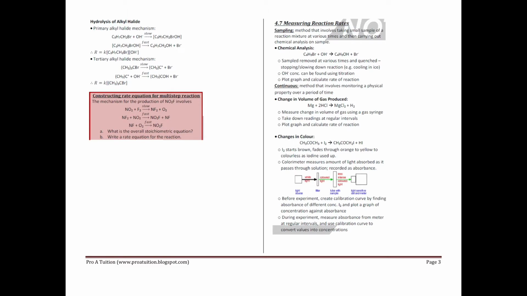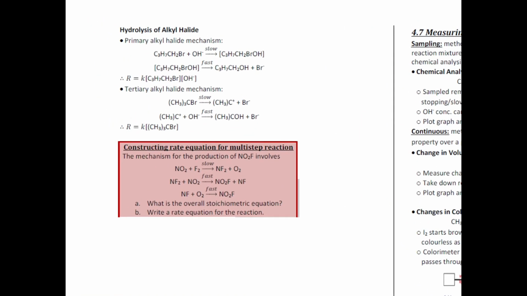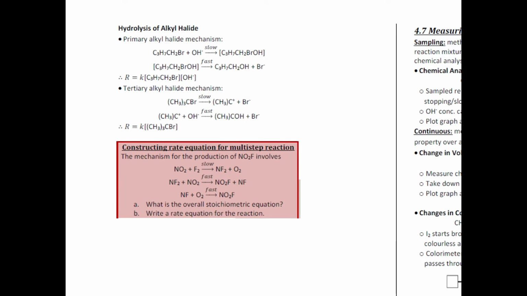Okay, so let us look at this page now. Hydrolysis of alkyl halide. So what is alkyl halide? Alkyl halide is actually halogenoalkane, which is the AS organic, halogenoalkane. So they are trying to give us a mechanism.